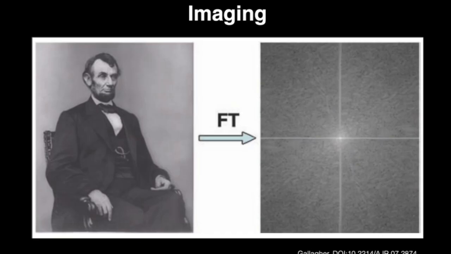The center represents the average intensity or average power in your image, and things around the center represent things that are varying very slowly over space. And as you get further out to the edges of this Fourier space, then you are encoding higher frequency information or finer detail.